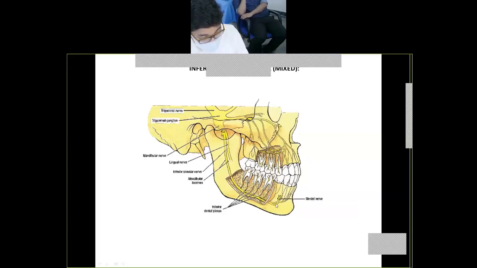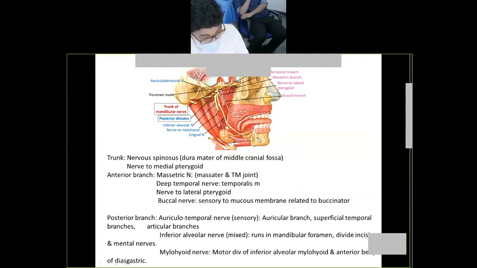And lastly, the mental nerve will come out from the foramen which is known as the mental foramen, and it will supply the skin over here in the lower lip and this part of the chin. Okay, so this is the inferior alveolar nerve.